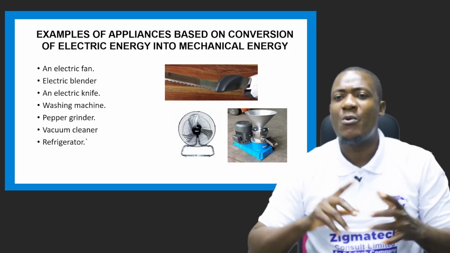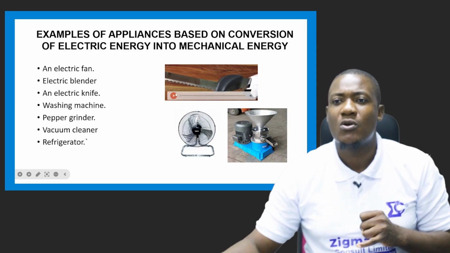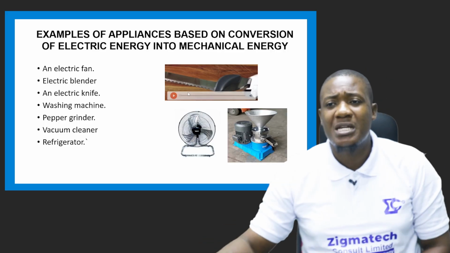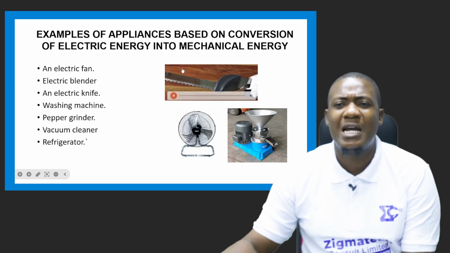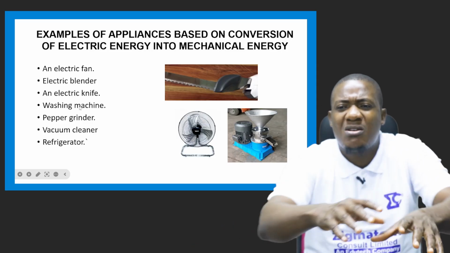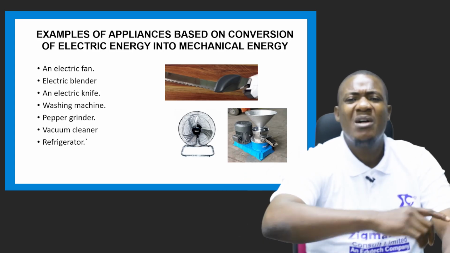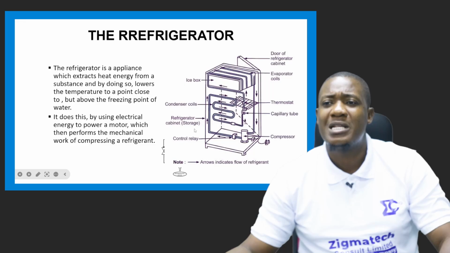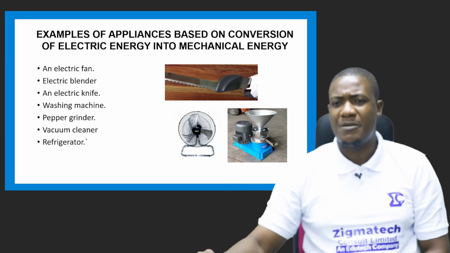Alright? Now we have the electric knife. Can you see the way the electric knife is moving? Yes. That's because it has a motor inside. We have a washing machine. Just put your clothes inside. The washing machine turns and turns. The vacuum cleaner, the pepper grinder you have here, they all operate because they have a motor in them.